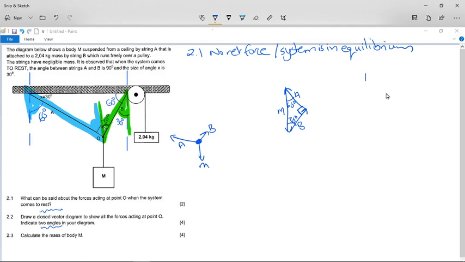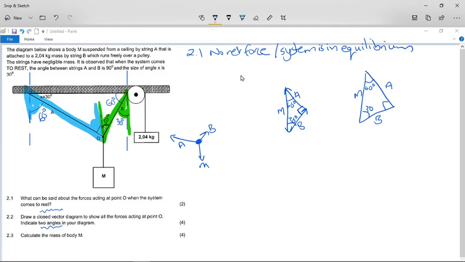But effectively, we now have a right angled triangle like this. Here is B, here is A, and here is M, and here is my right angle, and this is 30, and this is 60. So this is if we draw it without the arrowheads in, because the arrowheads are very untidy in my drawing. But this would be your closed vector diagram with all the forces just picked up and moved head to tail. Then it says to calculate the mass of body M.